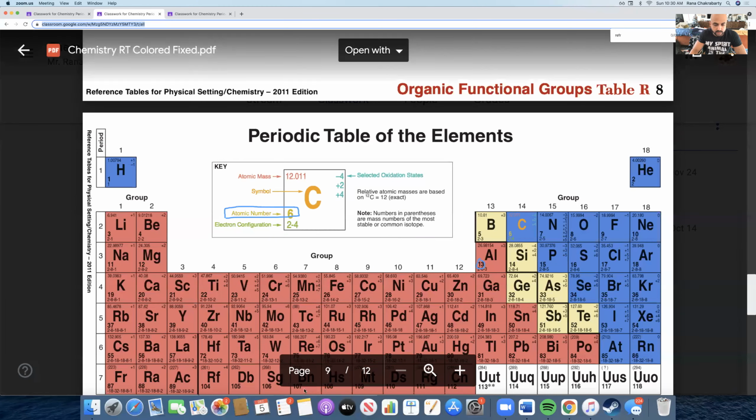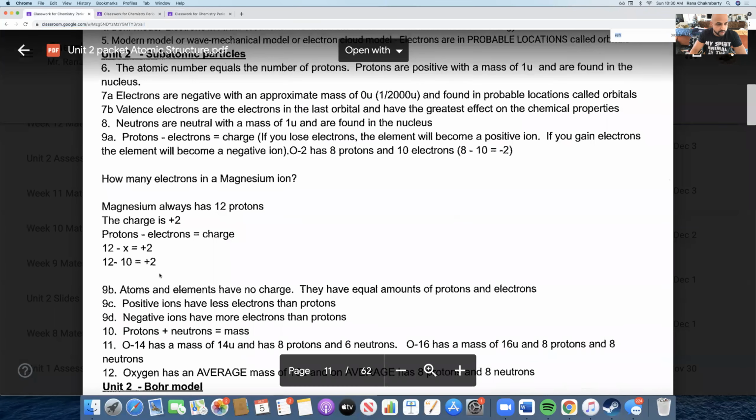Okay, so going back to this here, 13 protons minus 10 electrons will give you a charge of +3. You must know this formula for charge: protons minus electrons is charge. If you don't know that, the ionic questions will be tough to understand.